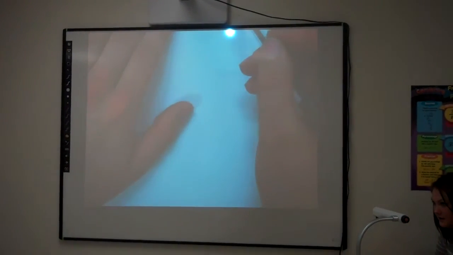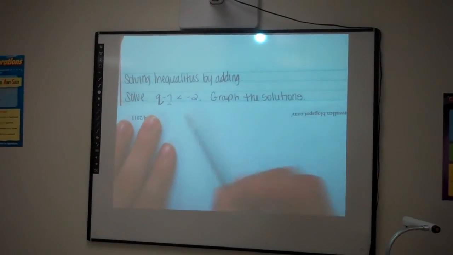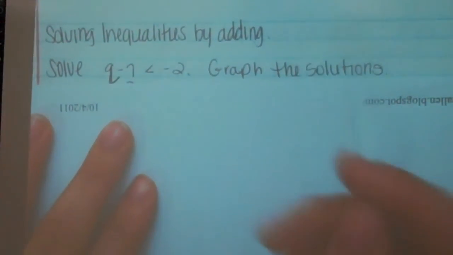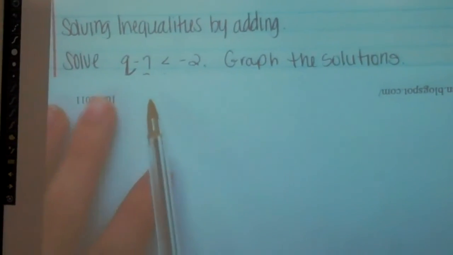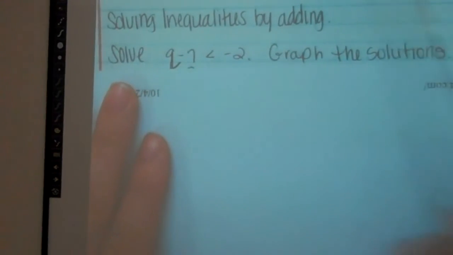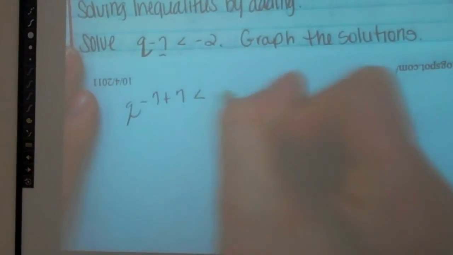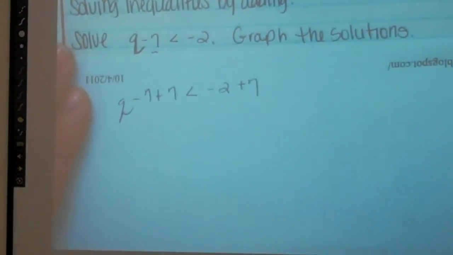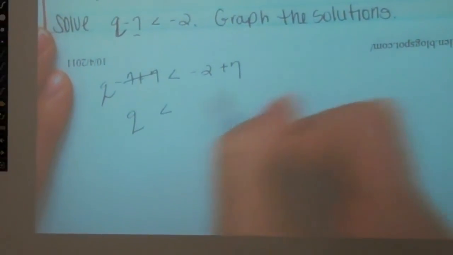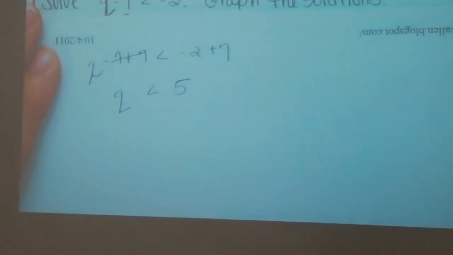So what do you think we do first? Q minus 7 is less than -2. Remember, like I said, it's just like an equation. You're going to solve for the variable. So what are we going to do first? We're going to add 7. So q minus 7 plus 7 is less than -2 plus 7. Alright, so that cancels out, and there's q, and what's -2 plus 7? 5.